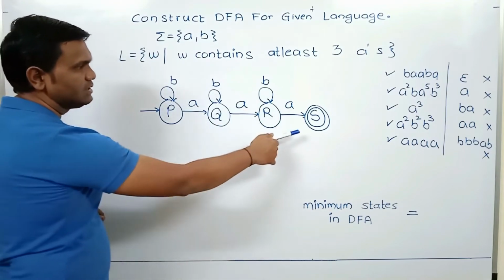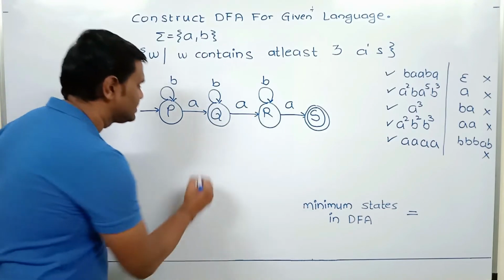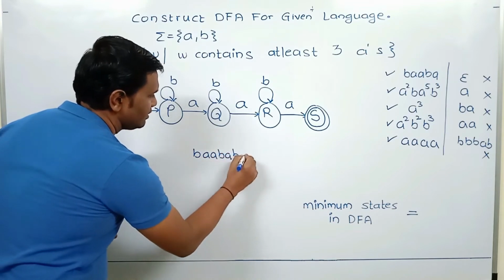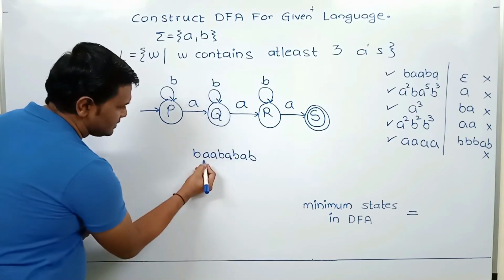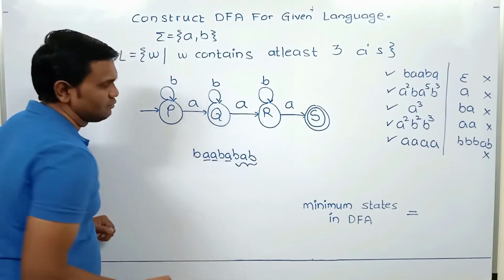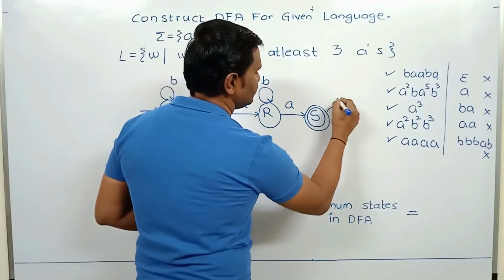Now once we find 3 A's, whatever comes next in the string, we must accept the string. So if we have BAA, BA, BAB, this is the first A, this is the second A, this is the third A. Now whatever comes next, we must accept the string. For that, we add this loop.